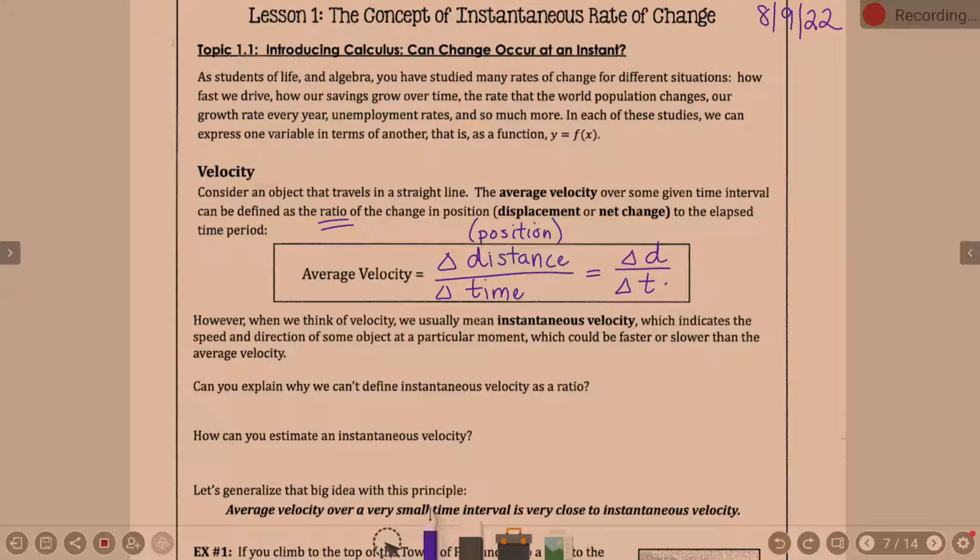And so when we talk about why we can't define instantaneous velocity as a ratio, it's because that time interval would cause division by 0, and we can't divide by 0. So that's what I'm going to write here: the time interval would cause division by 0.